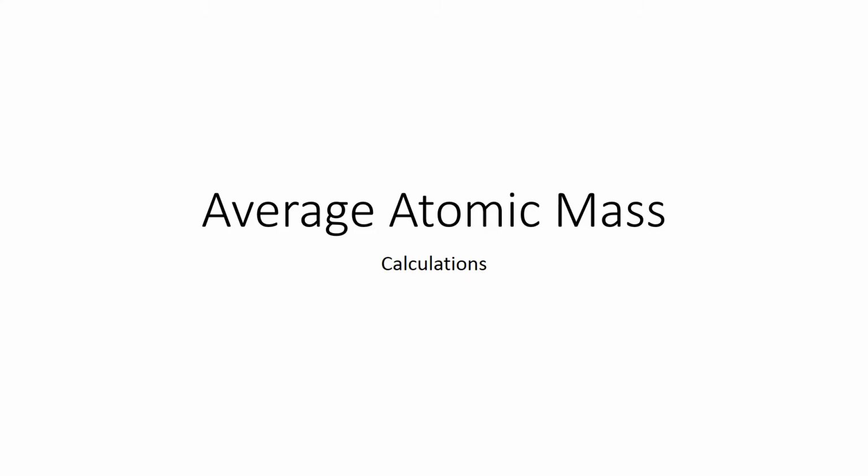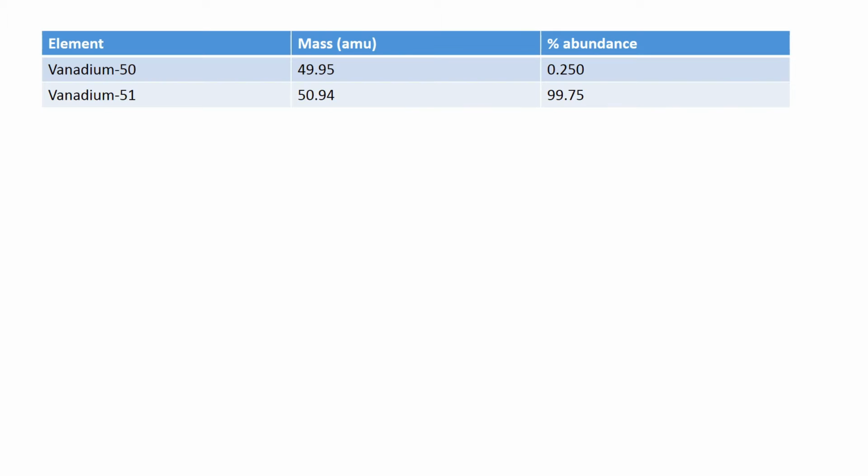In class, we talked about how to calculate the average atomic mass, and so we're going to work through a couple problems using those same steps from class. All right, we're looking at vanadium 50 and vanadium 51. The first thing we want to do is make sure that we have a mass for both of these isotopes as well as a percent abundance.